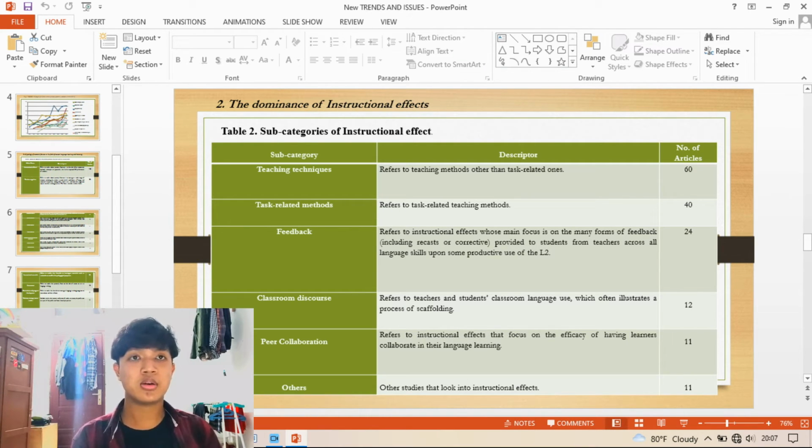And then classroom discourse refers to teachers' and students' classroom language use, which often illustrates a process of scaffolding. And then peer collaboration refers to instructional effects that focus on the efficiency of having learners collaborate in their language learning. And the last one is other studies that look into instructional effects.